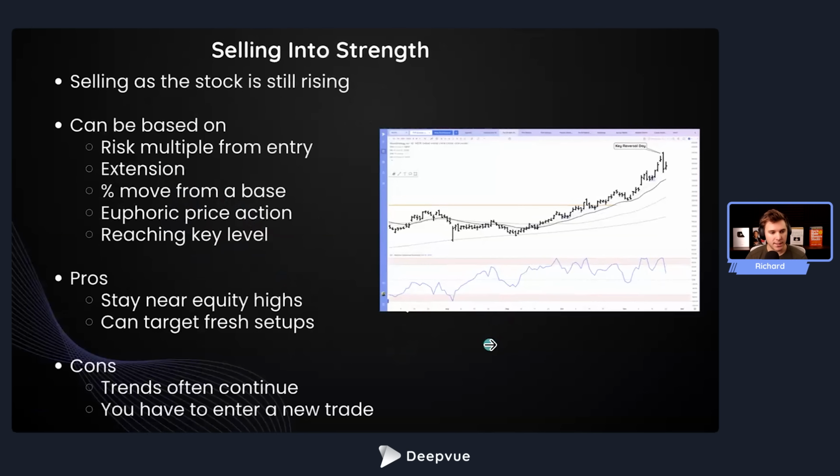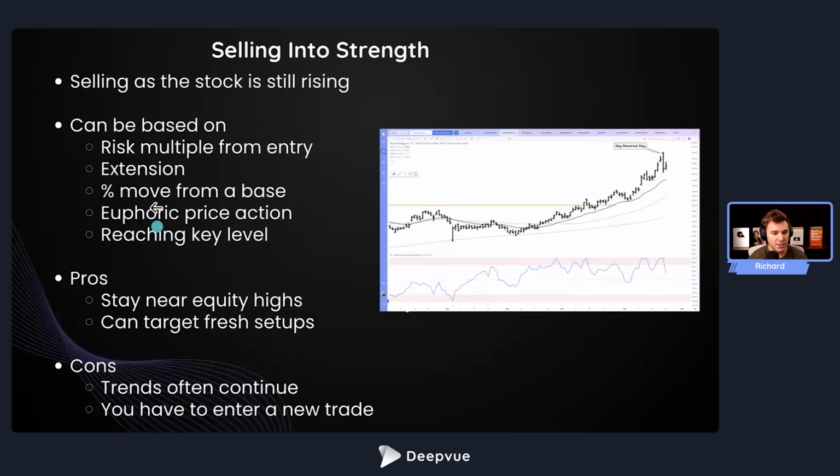All right, so first, getting into selling into strength. What is it? Basically, it's when you're selling as the stock is still rising and moving higher for you. And this can be based on a risk multiple from your entry. Maybe you're up 3 times your risk. Maybe you're up 5 times, 10 times your risk. Those can be levels where you want to take profits to make sure mathematically you're going to have positive expectancy and move your account forward.